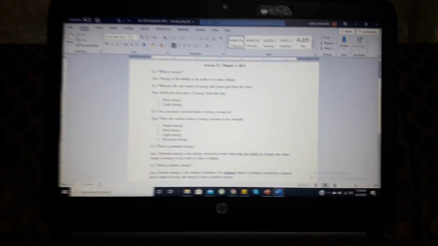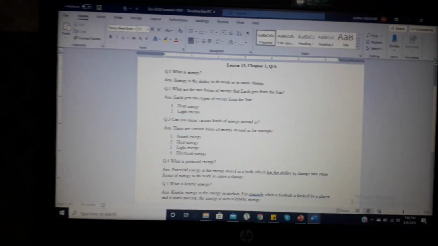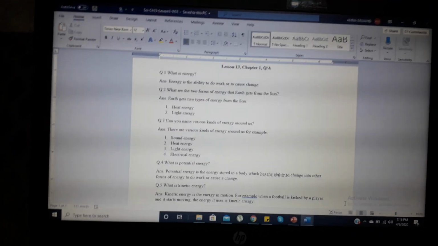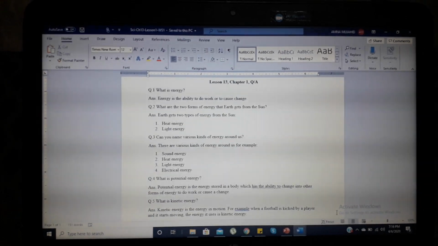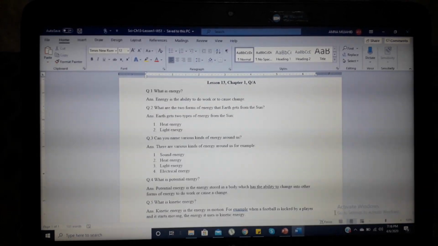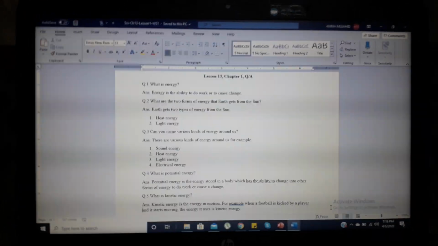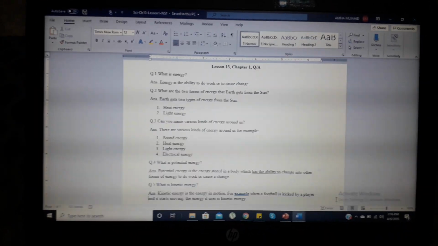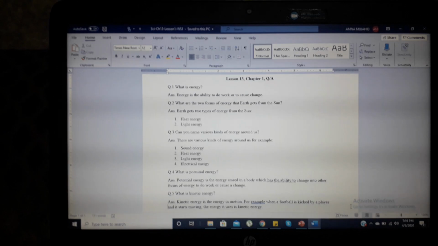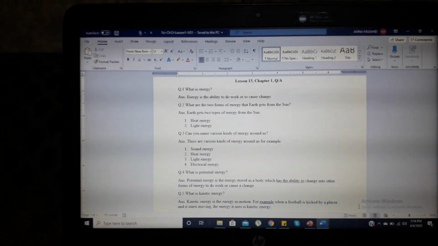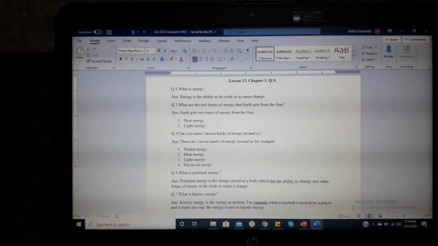This one, the first question is, what is energy? And we all by this time know that energy is the ability of a body to do work or cause change. Then the second question is, what are the two types of energy we get from the sun? So that is heat and light, and we all know that, right?